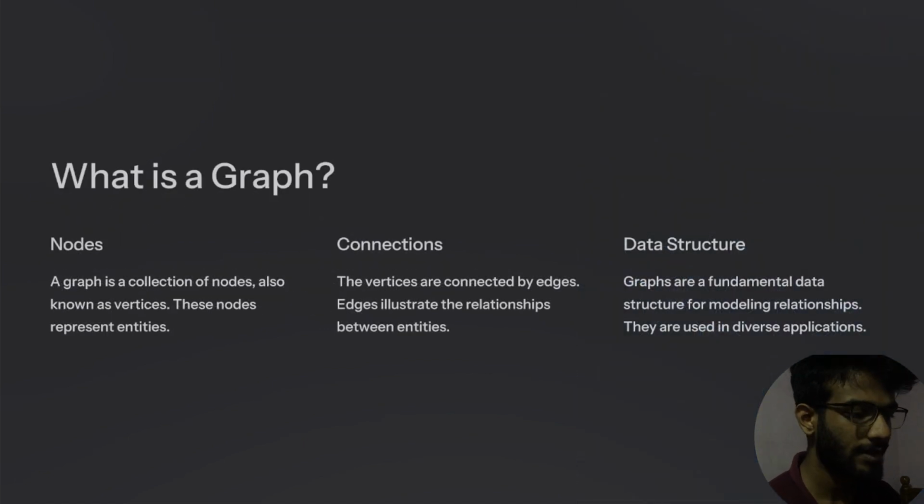So, what exactly is a graph? Well, a graph is made up of nodes, also called vertices, and these are connected by edges. Think of it like a network of cities connected by roads. Graphs are used everywhere: social media, navigation apps, recommendation systems, and so much more.